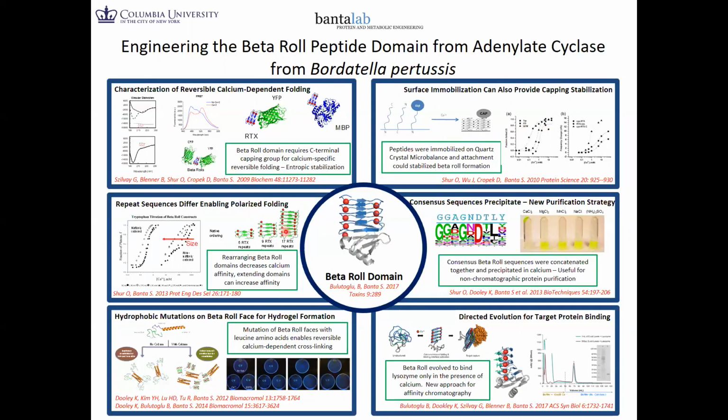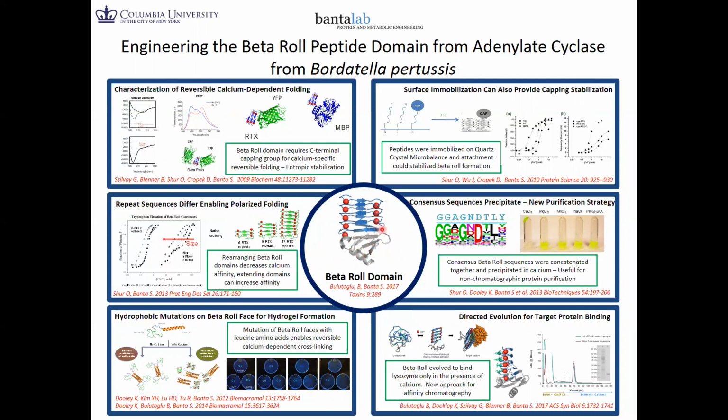We've been able to rearrange and concatenate the different repeat sequences and to understand how that affects the folding mechanism. It turns out that there's a capping domain that's required for the peptide to fold properly. This adds then an entropic stabilization, enabling this folding mechanism to go from disordered to adopting this corkscrew shape. And if you don't have this capping group here, then it doesn't fold properly.